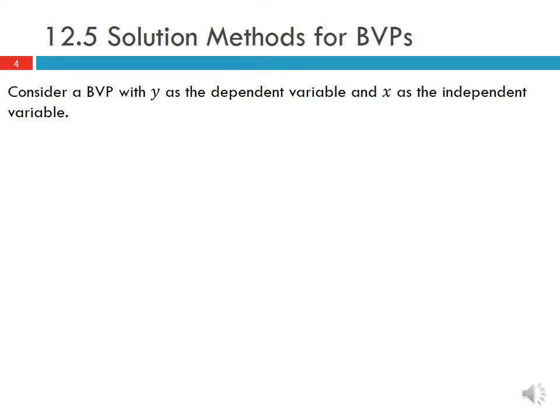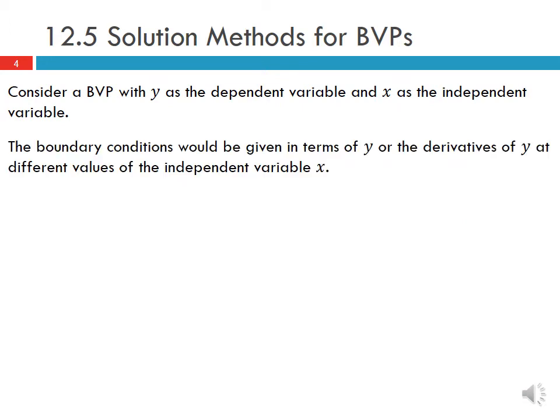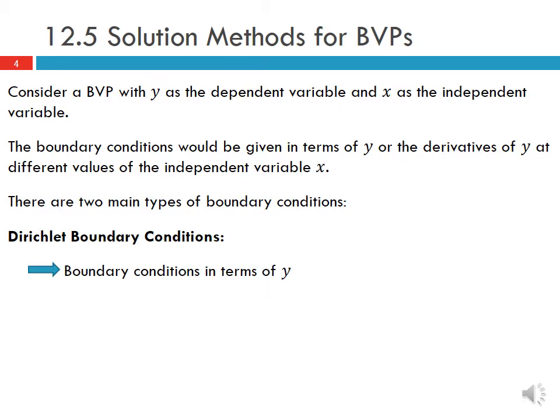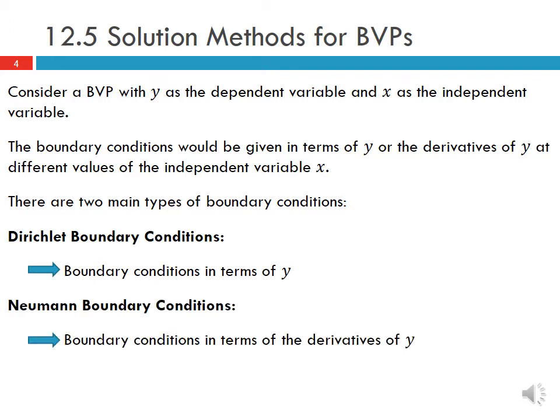Let's consider a boundary value problem with y as the dependent variable and x as the independent variable. The boundary conditions would be given in terms of y, or the derivatives of y, at different values of the independent variable x. There are two main types of boundary conditions. The Dirichlet boundary conditions are given in terms of the variable y itself, and the Neumann boundary conditions are given in terms of the derivatives of y.